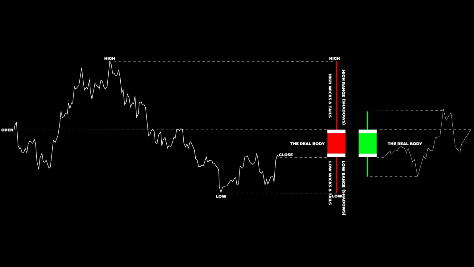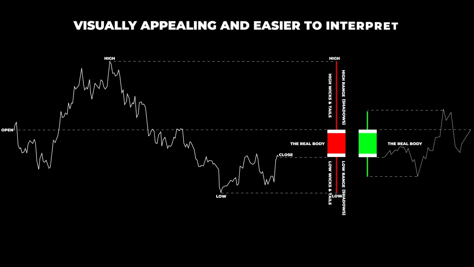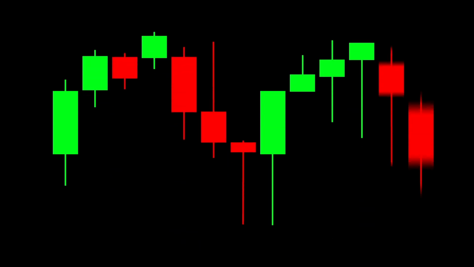Compared to the traditional bar charts, the candlestick charts are visually appealing and easier to interpret. Each candlestick provides a simple, visually appealing picture of price action, so a trader can instantly compare the relation between the open and close as well as the high and low. The relationship between the open and close is considered vital information and forms the essence of the candlesticks.